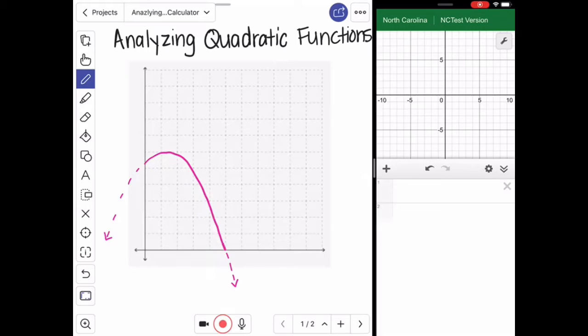Alright, in this video we're going to be analyzing quadratic functions, and we're really going to be talking about them in reference to application problems and then how to look at them in Desmos. So first thing I want to talk about is looking at quadratic functions in a real life application problem. What do those key features mean when we're talking about a quadratic function?